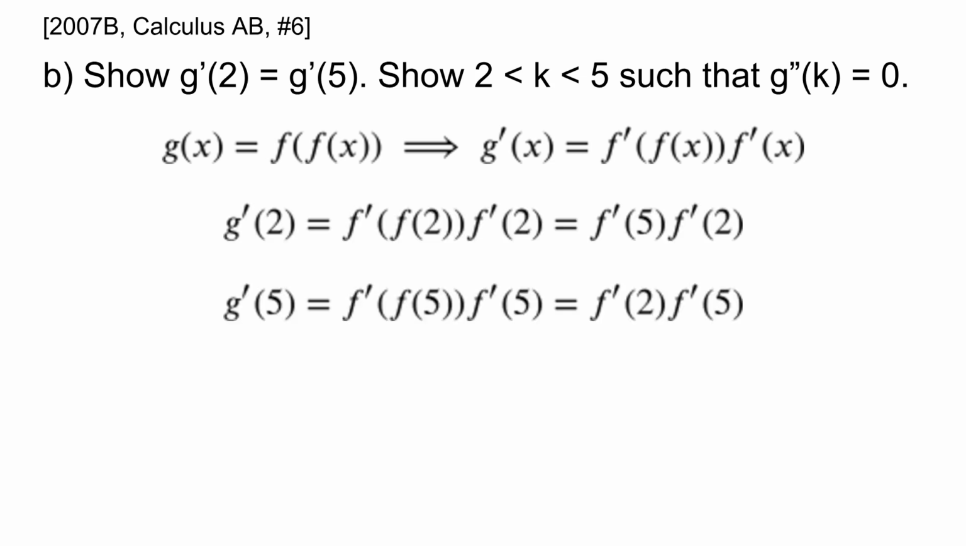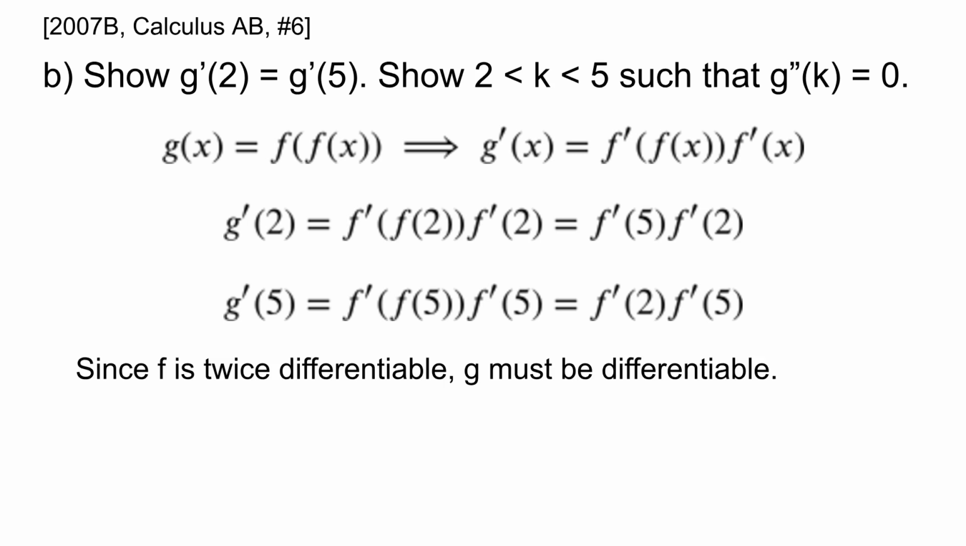So if we calculate g prime of 2, that's f prime of f of 2 times f prime of 2, which is f prime of 5 times f prime of 2. And if we calculate g prime of 5, that's f prime of f of 5 times f prime of 5, which is f prime of 2 times f prime of 5. And since multiplication is commutative, those are exactly going to be the same.